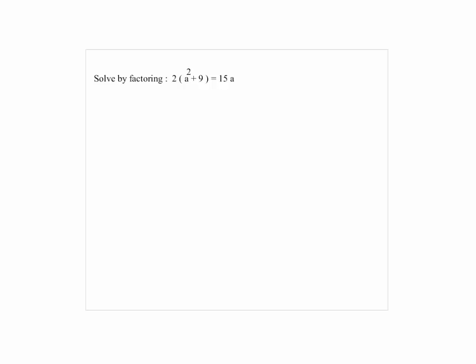Milargus, you have a microphone. Do you know what would be the first step here? No? Sunit, what do you think would be the first step? Don't you have to factor it out to a plus 3 in parentheses and a minus 2 in parentheses equals 15a?